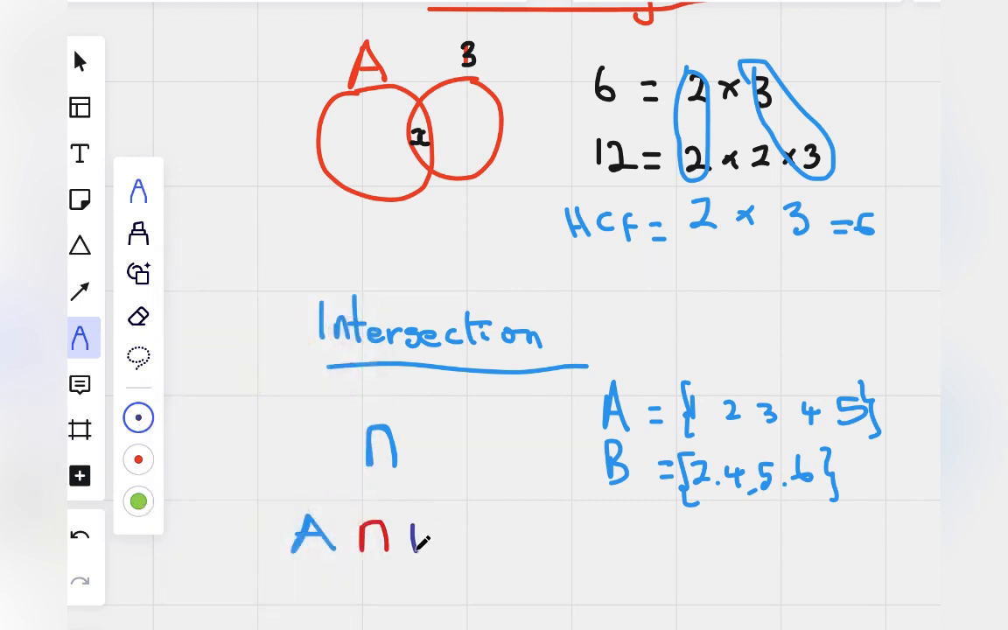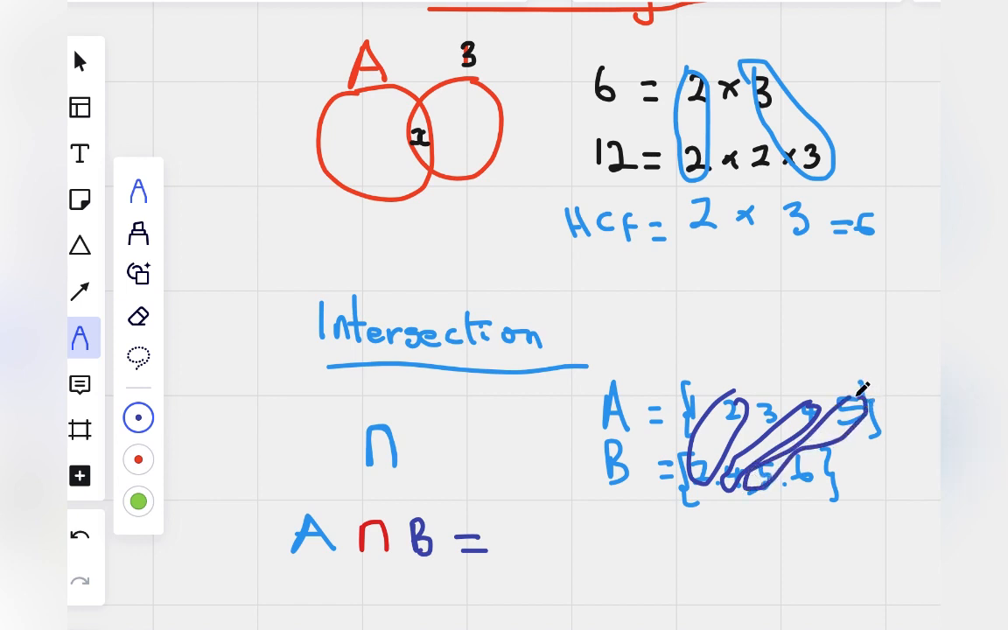True or false? We can ask you to tell, is there an overlap? Is there an intersection between set A and B? Meaning, is there any number common to both of them? Yes, there is 2 common to both of them here. Another number, there's 4 common to both of them. And there's 5 common to both of them. So these are the overlaps.